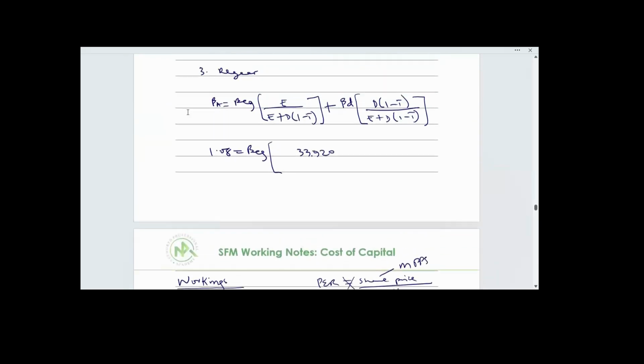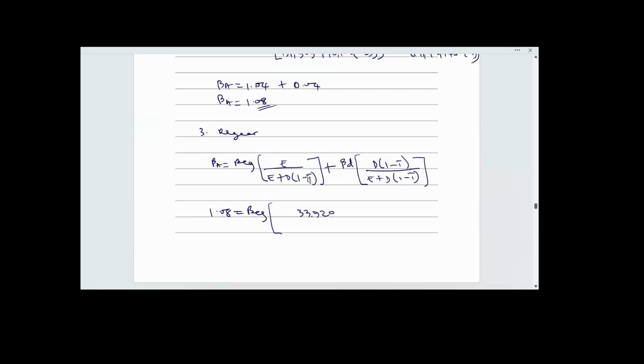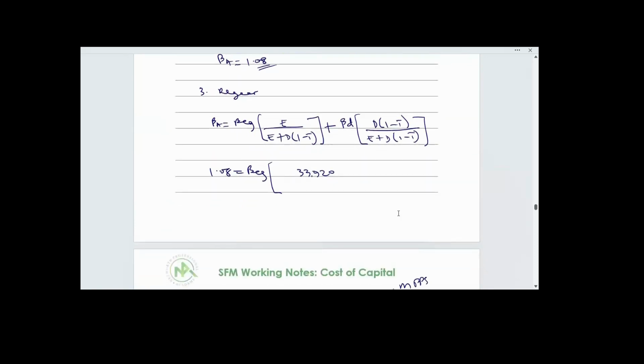This space will not be enough. Okay, I will manage it. So divide by 33,920 plus 0. Sorry, debt 17.4, 0.65 plus.